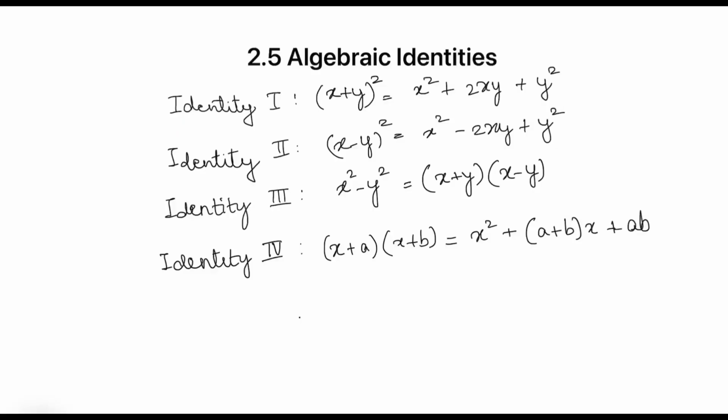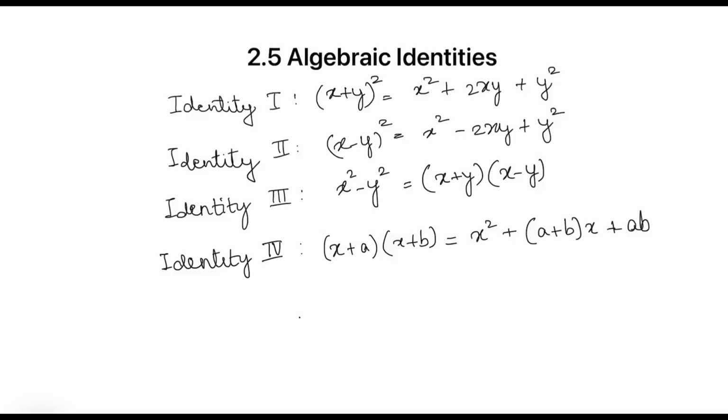We have seen algebraic identities in previous classes. So for polynomials, we have 4 key identities. (x + y) whole square is equal to x square plus 2xy plus y square. Identity 2, (x - y) whole square is equal to x square minus 2xy plus y square.